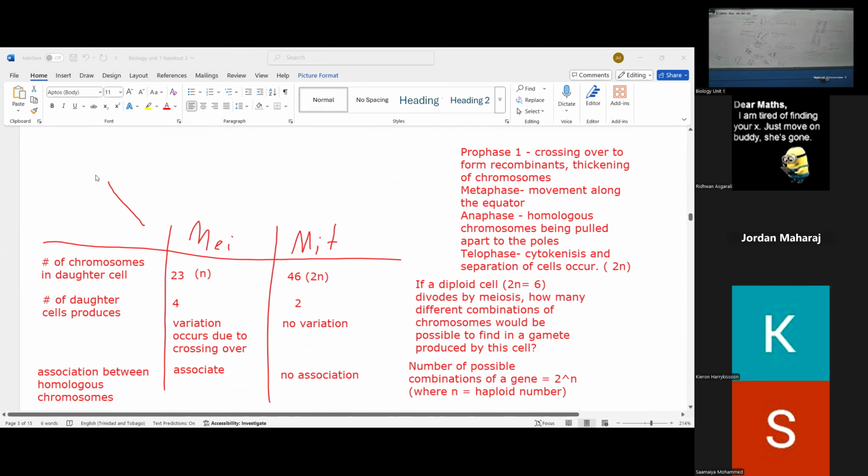So back to this. For this organism, this cell, what would be the number of possible combinations? 8. It'll be 2 to the power of 3, which is equal to 8. So if they give you the diploid number, just find half of the diploid number. So 2 to the power of 3 would be equal to 8 possible combinations.